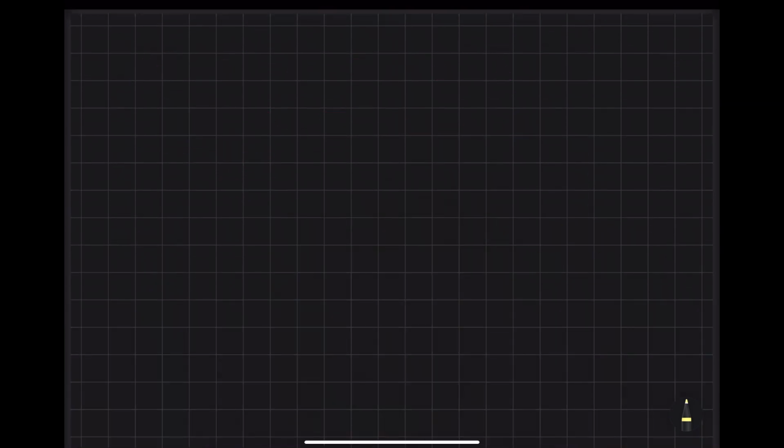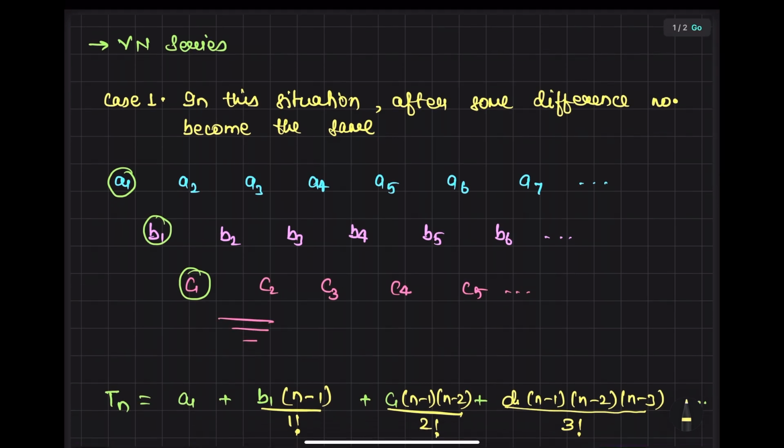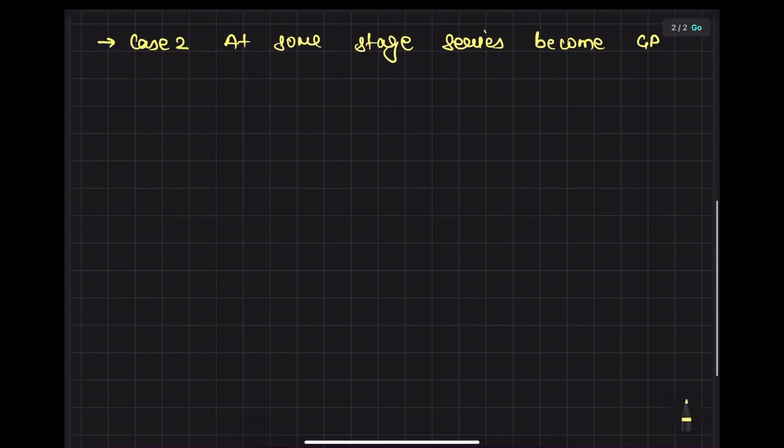Now, in the next scenario, case 2, after doing some differences, you will observe that at some stage the series becomes a GP. Here we were trying to observe the same number, but you didn't get the same number; instead you got things in GP. So this is type 2.